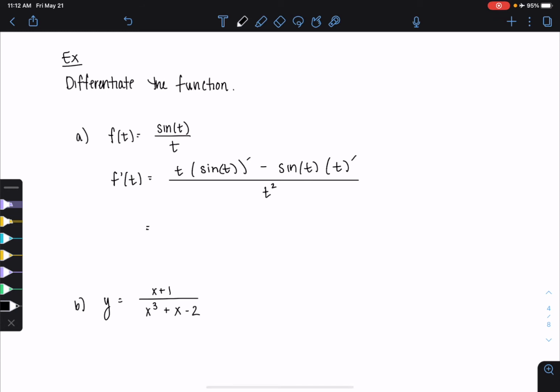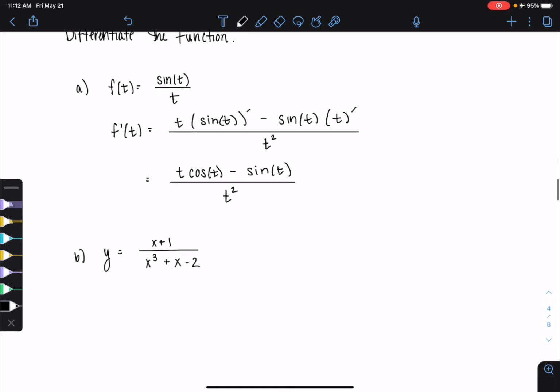And now I just need to take these derivatives. Derivative of sine is the cosine function. Derivative of t is just 1. So the derivative of this function is t cosine of t minus sine of t divided by t squared. Okay.